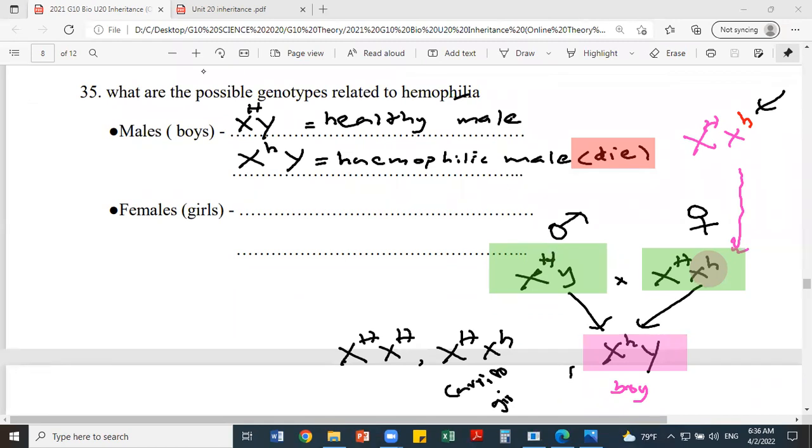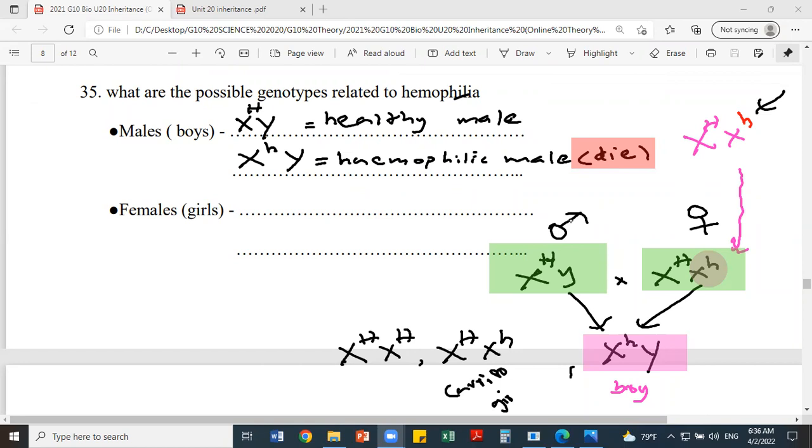Very important. This is the hardest biology lesson out of all the biology lessons. Hardest means a little bit of maths and logic here, and not just memorizing. So if they give a healthy father married to a carrier mother, or a healthy male married to a carrier female, what are the possibilities of the children?